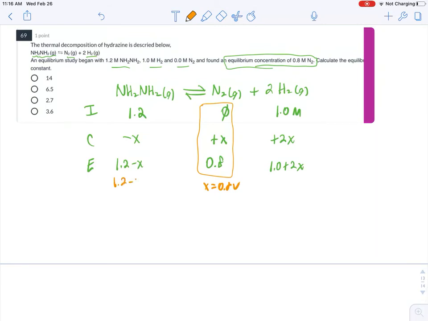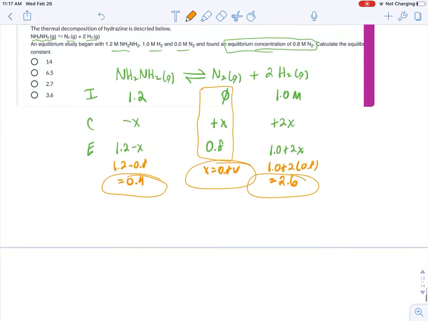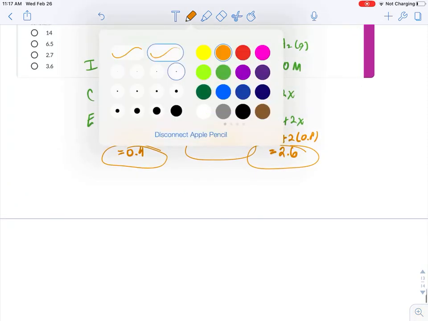So 1.2 minus 0.8 is equal to 0.4, right? If we do that correctly to the tenths place, 0.4 I mean. And then 1.0 plus 2 times 0.8 should be equal to 2.6, right? Yeah, 2.6, okay? Now we know equilibrium concentrations here, and we can go ahead and plug this into an equilibrium expression.